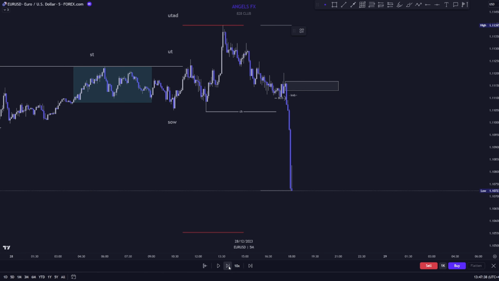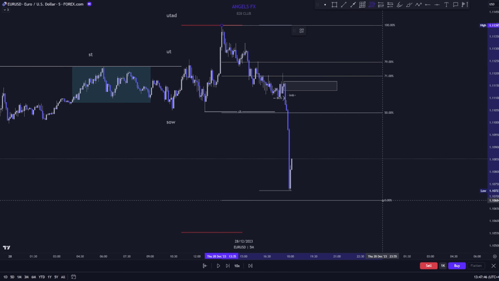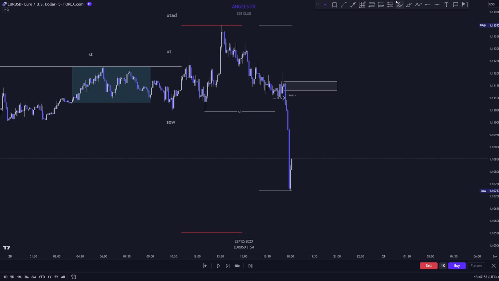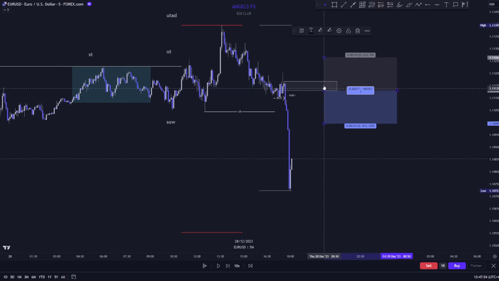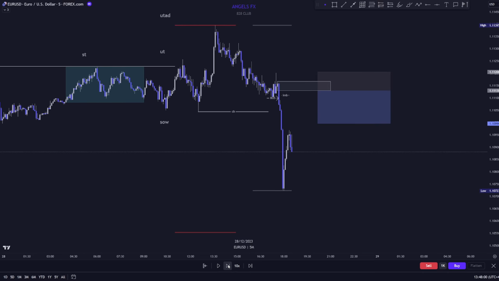Now let's see, from here price started to retrace, so we can mark our premium and discount. And you can see this supply zone sits very well with our 71%. That's why I'm interested. So you can set your limits here. Your stop loss would be right here above this high. And now let's wait.